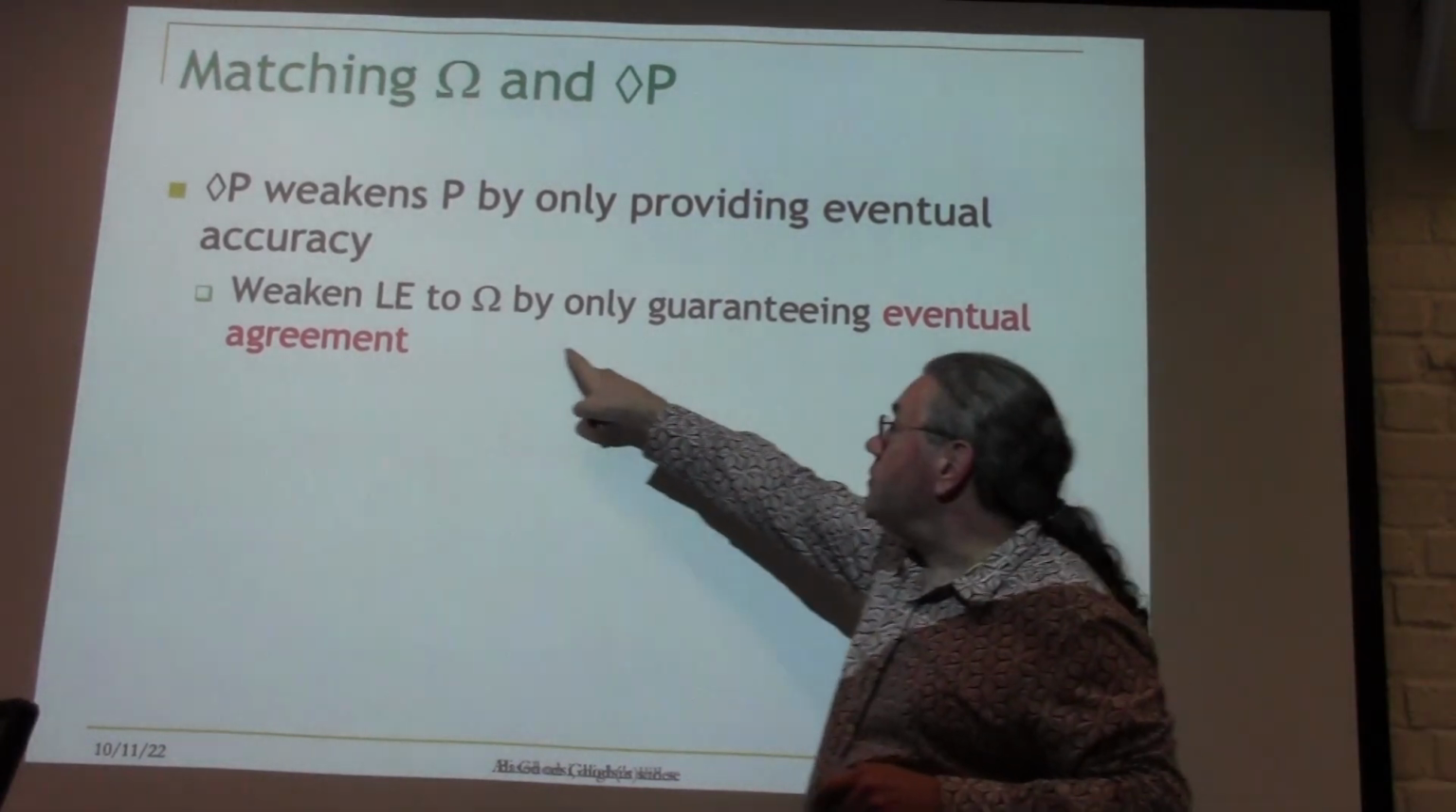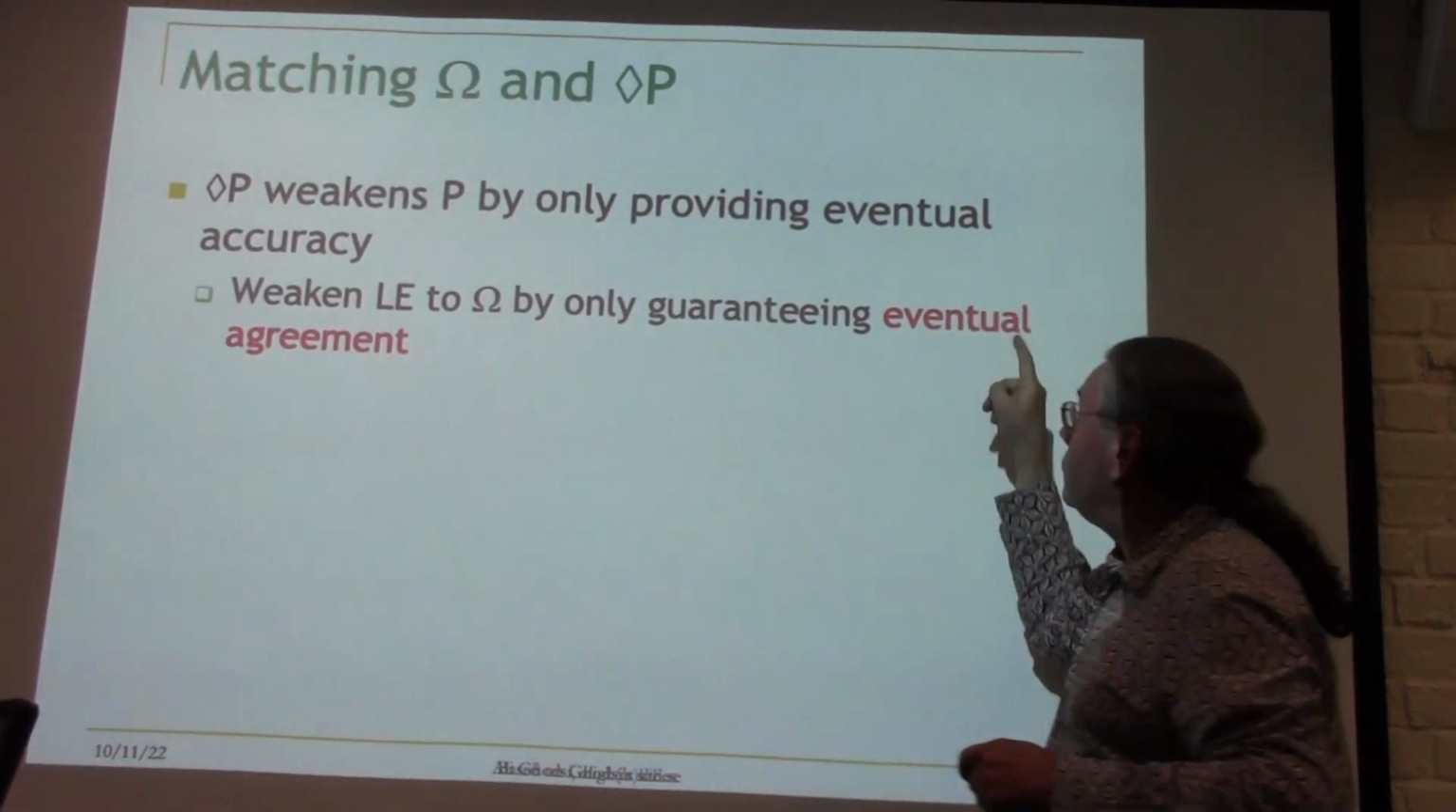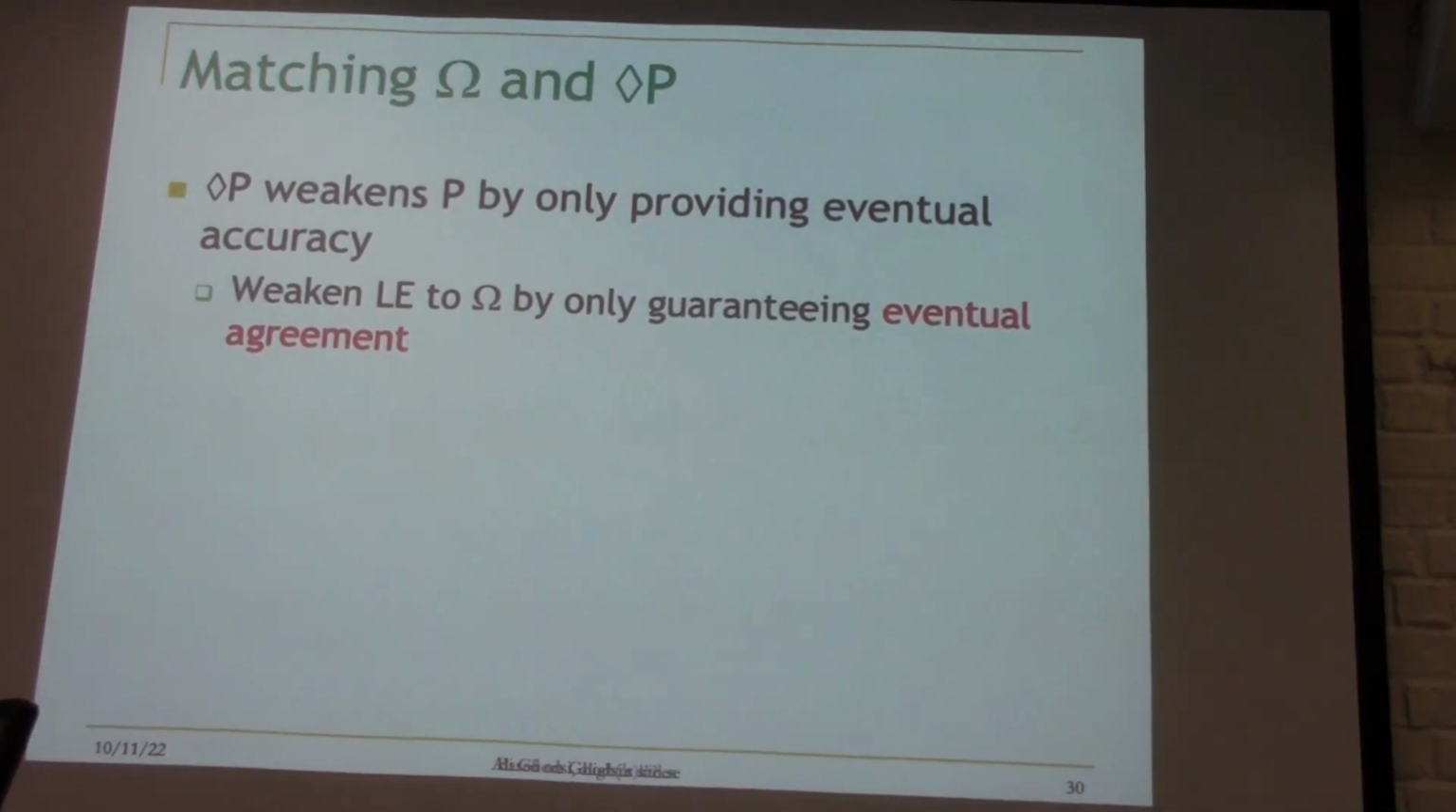And so we're going to do the same with leader election. We're going to allow in omega that the leader election will pick the wrong leader, but only for some time, but eventually it will be good. Okay?